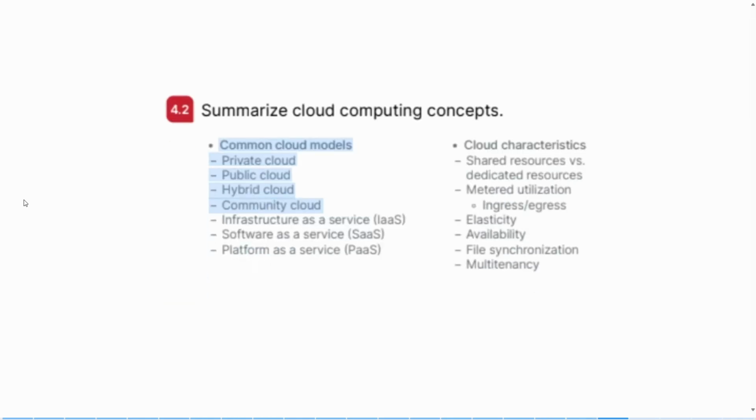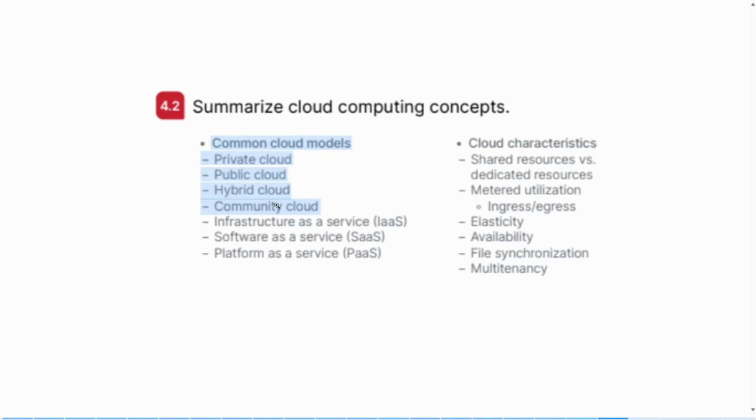So that comes from Exam Objective 4.2. You need to be able to differentiate between private, public, hybrid, and community cloud, as well as everything else you see here too.